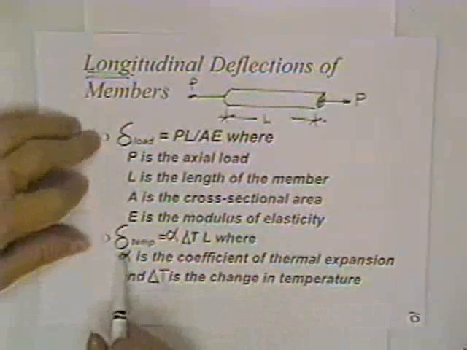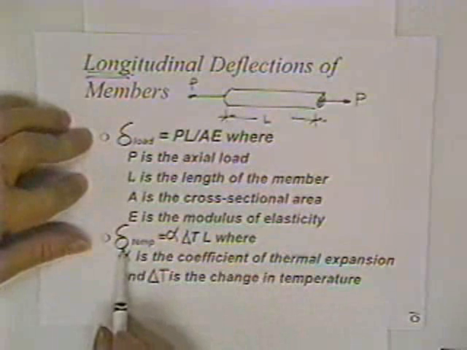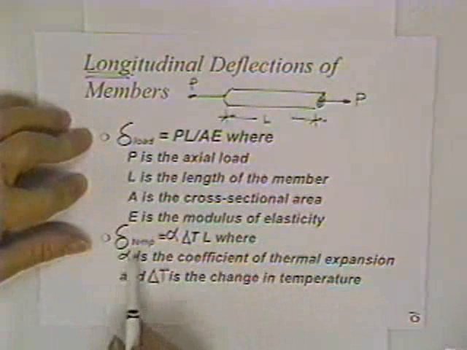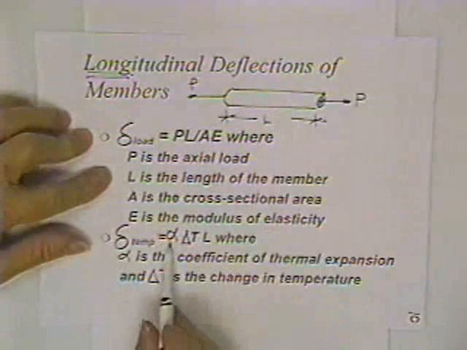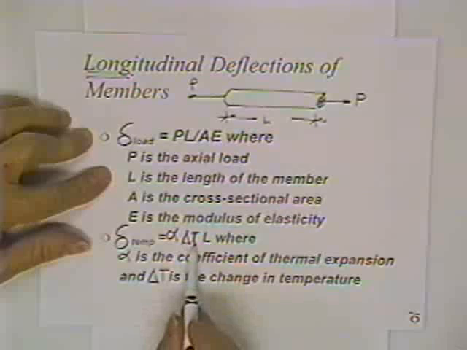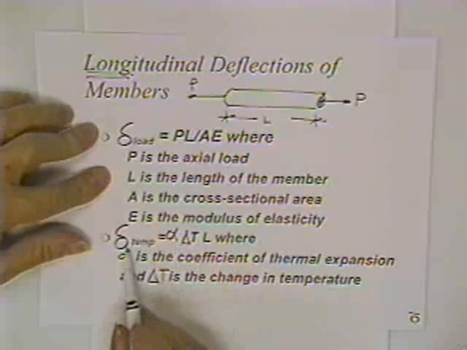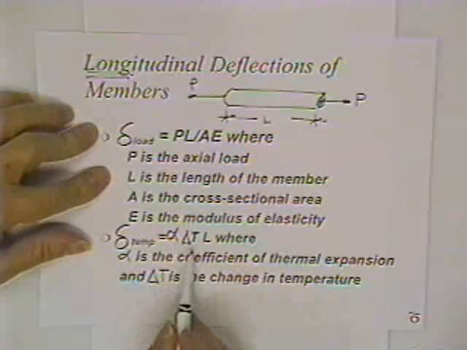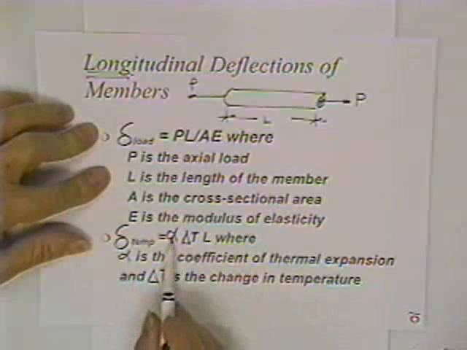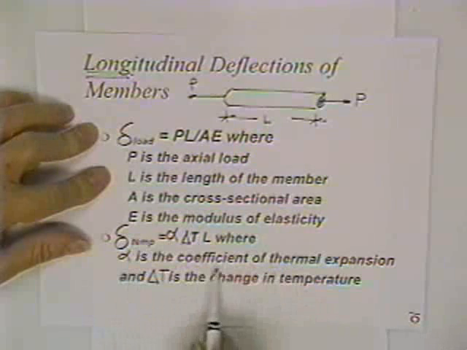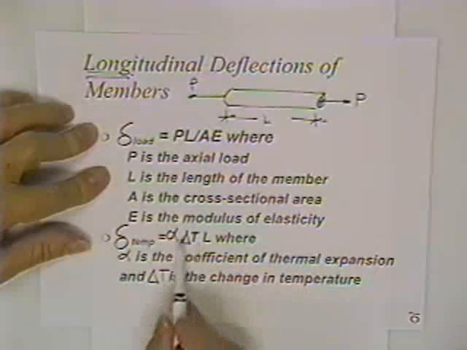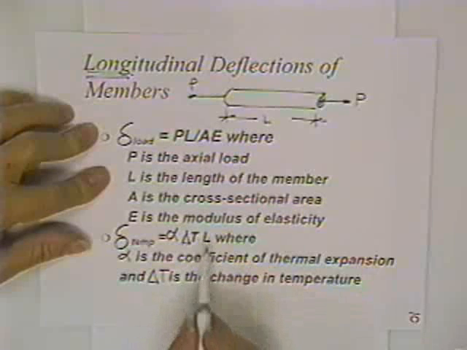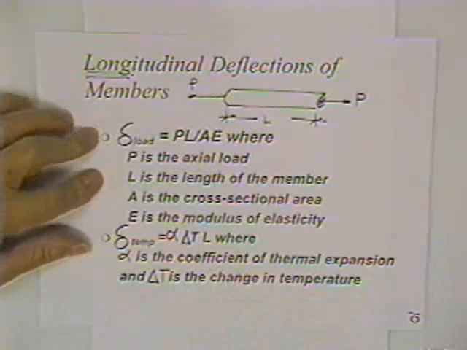Now, while we're at it, we might as well note the fact that deflections can also occur in a rod because you heat it, because you have a change in temperature. The equation for how long something gets if you heat it up is alpha, what they call the coefficient of thermal expansion, times delta T, how hot the bar gets from its initial measuring, times L, how long the bar is.